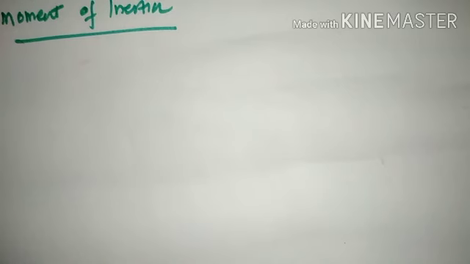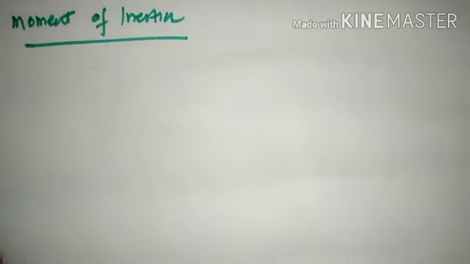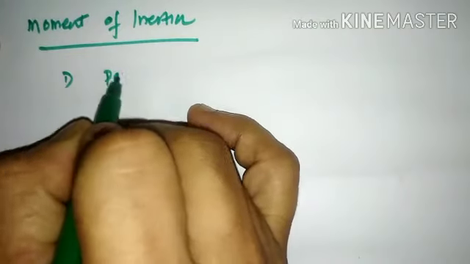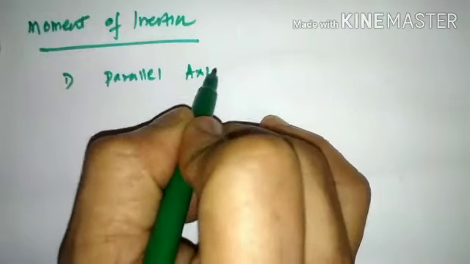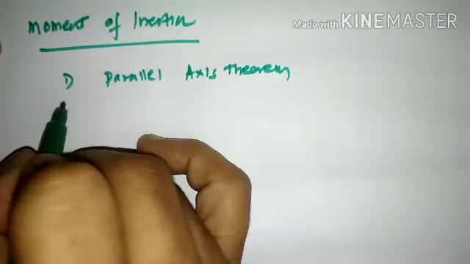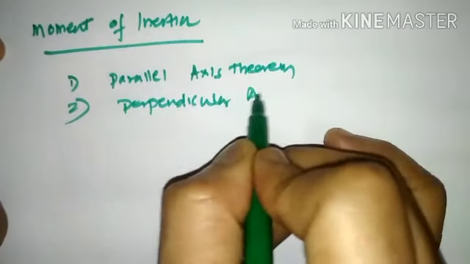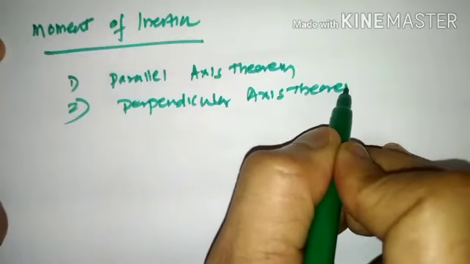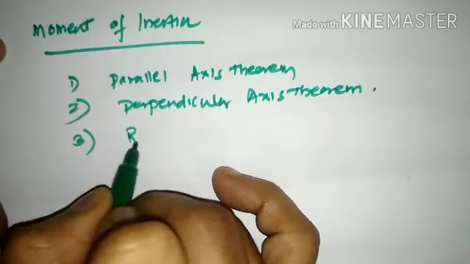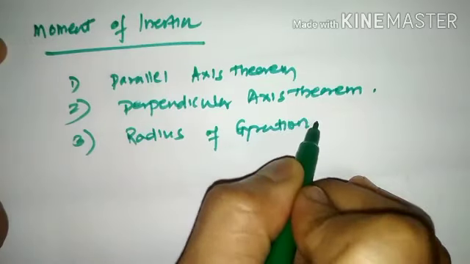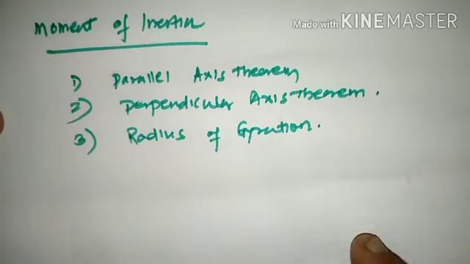So to begin with, there are a few theorems that we should learn before proceeding to the actual numerical problems that we need to solve for moment of inertia. First theorem is the parallel axis theorem, and the next theorem is the perpendicular axis theorem, and one more important concept and parameter is the radius of gyration. So these are the three important parameters that we should learn to study in detail the actual concept of moment of inertia.